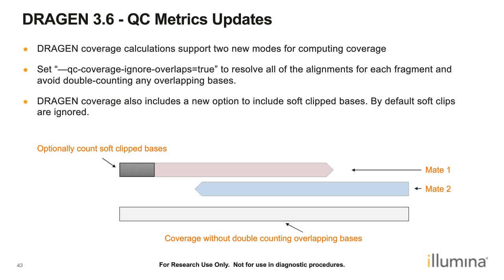We were double counting some of the overlapping bases as part of the QC metrics. So now we have an option called QC coverage ignore overlaps, and when that's set to true, we will ignore the overlapping bases in our QC metrics coverage calculations. Also, we were ignoring the soft clip bases as part of the coverage calculation, so now there's an option where you can include the soft clip bases as well. These are the two major QC related updates that we have made.